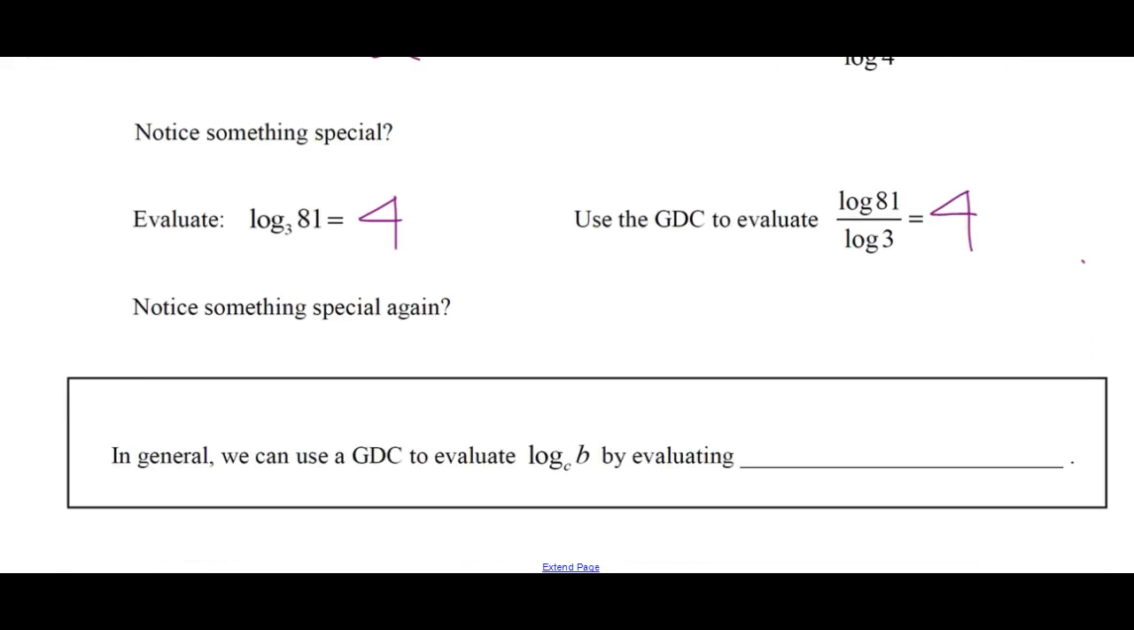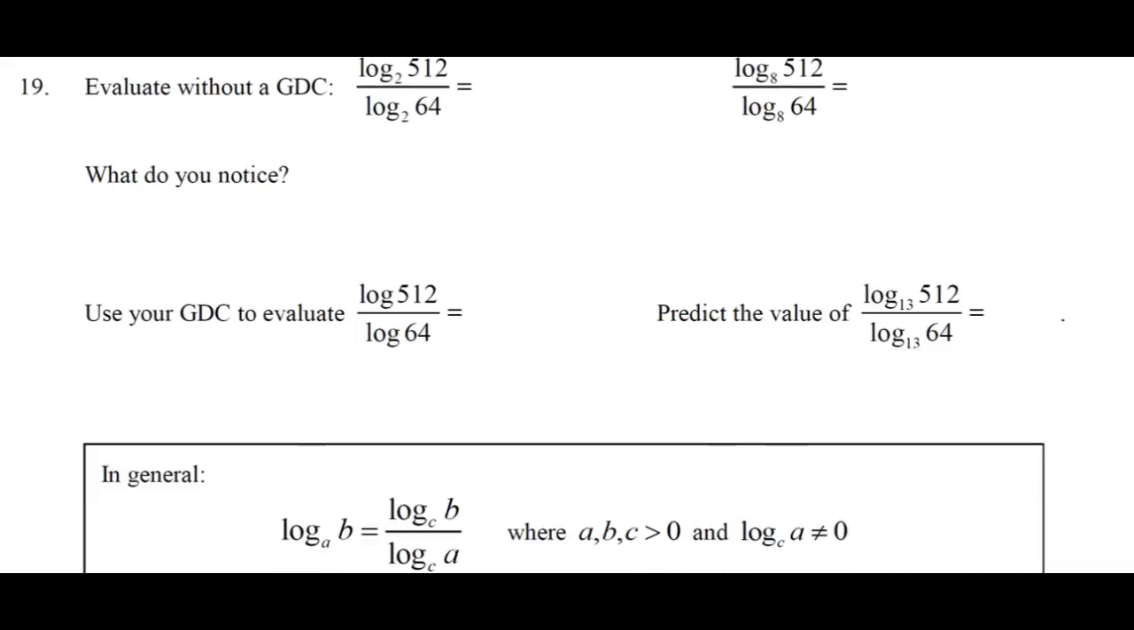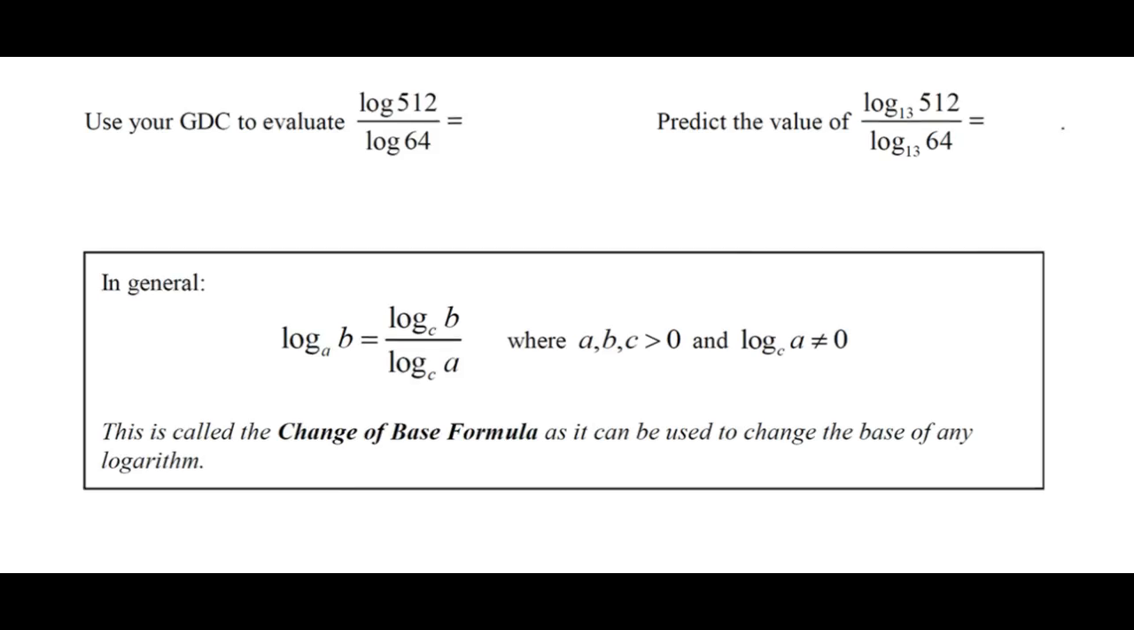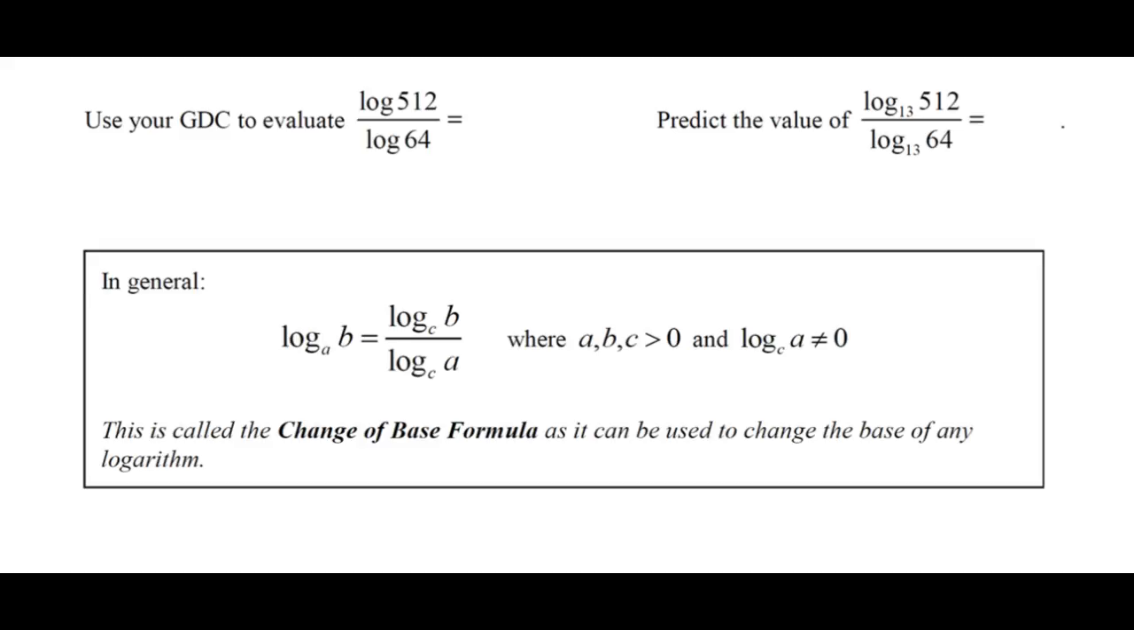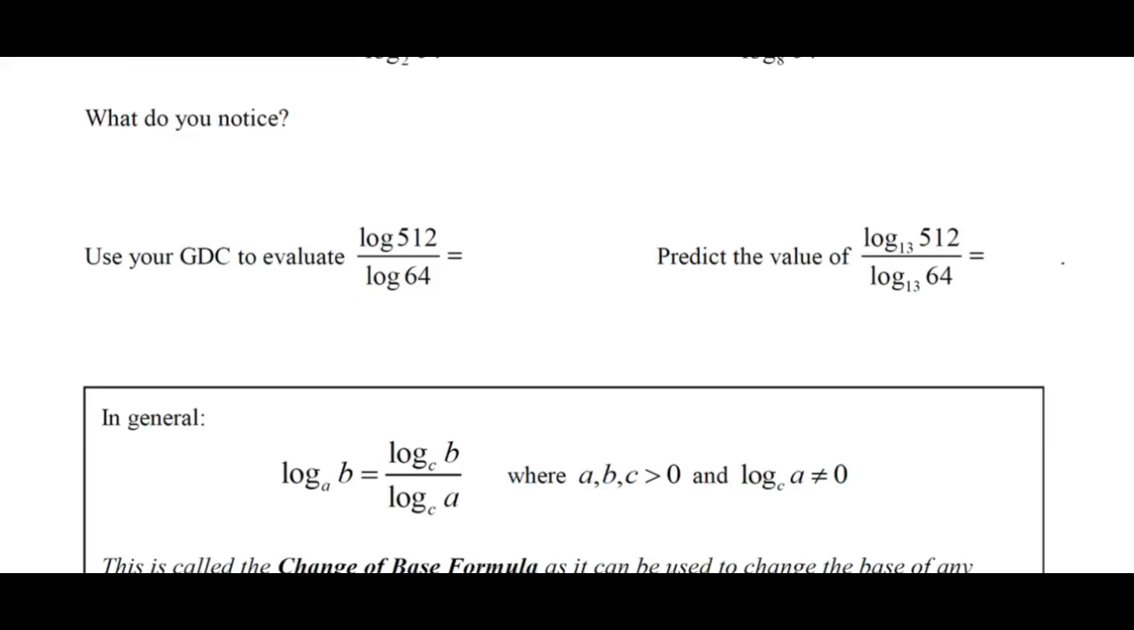Here's the special thing. So in general, we can use a graphing calculator to evaluate log base c of b by evaluating what? The log of b over the log of c. The log of the value we want divided by the log of the base. I'd say something, but I think it's at the top of the next page anyways. Oh, no, it's not, but it's right down here. It's called the change of base formula. It's given to you on your formula sheet. That's how important it is.